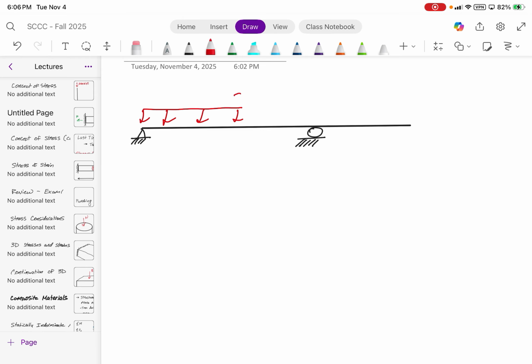I'm going to say that this is 5 kips per foot. Let's say that this is 5 feet. And I'm going to give you guys a vertical force of 15 kips here. 4 feet and then 4 feet. And what I want you guys to do, just really quickly, draw the shear and bending moment diagrams. Determine what the reactions are.